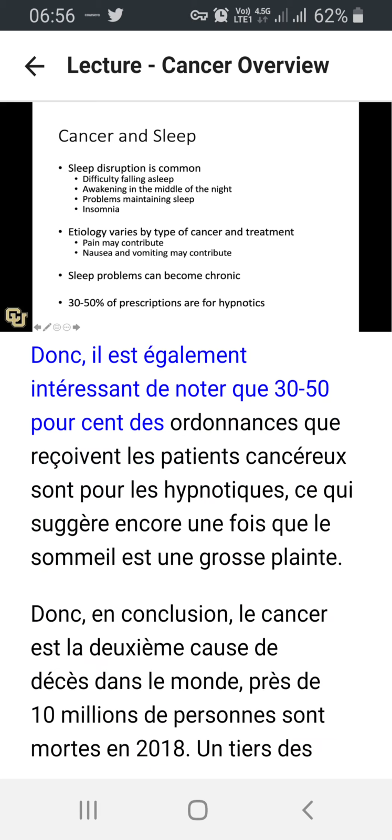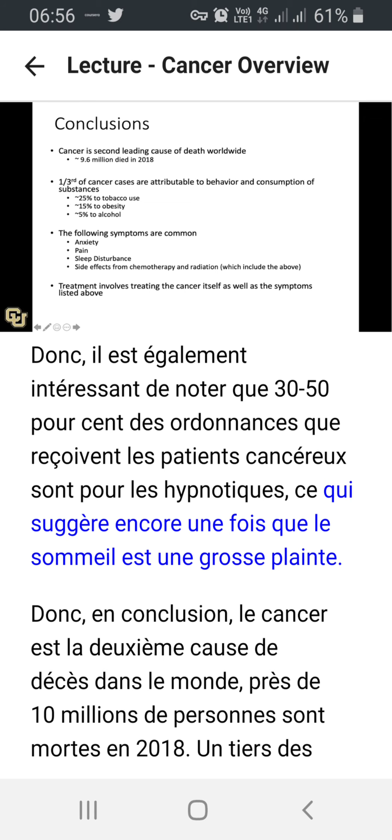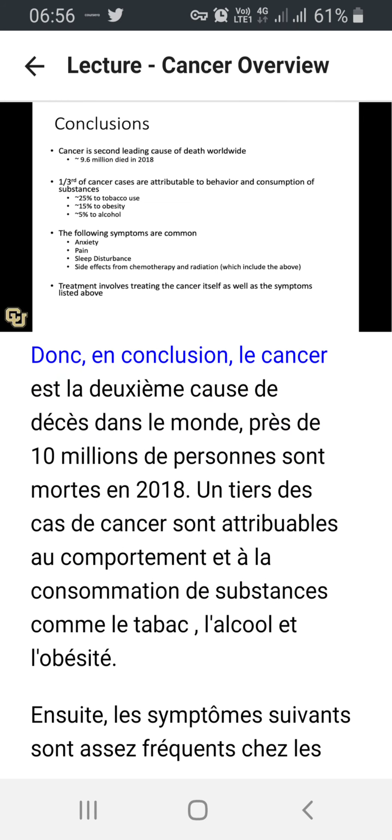So it's also worth noting that 30 to 50% of prescriptions that cancer patients get are for hypnotics, right? Again, suggesting that sleep is a big complaint. So in conclusion, cancer is the second leading cause of death worldwide. Close to 10 million people died in 2018. One third of cancer cases are attributable to behavior and consumption of substances like tobacco and alcohol, and obesity.